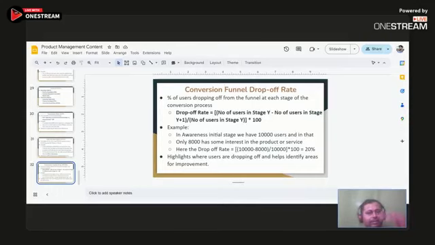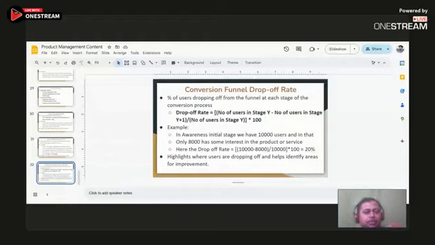So what happens is the drop off rate when the customer comes in and is aware of our product, and then moves to interest. So what is the number of users coming in at the awareness stage, and how many users are there in the interest or consideration stage, like each stage. That will be your drop off rate.